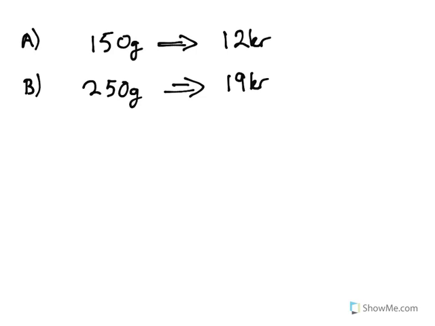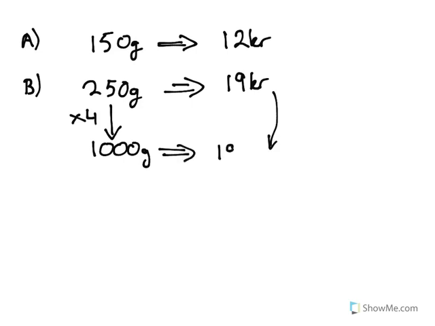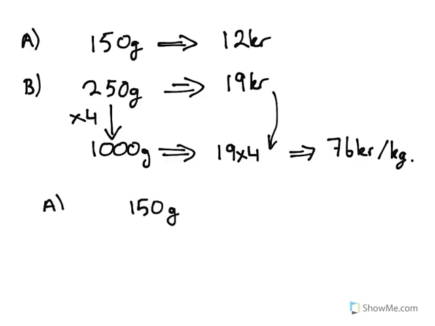Okay, this one is really easy. To go from 250 to 1 kilo is just to multiply by 4. So the kilo price of this bar B would be just 19 times 4, giving you 76 kronas per kilo for bar B.